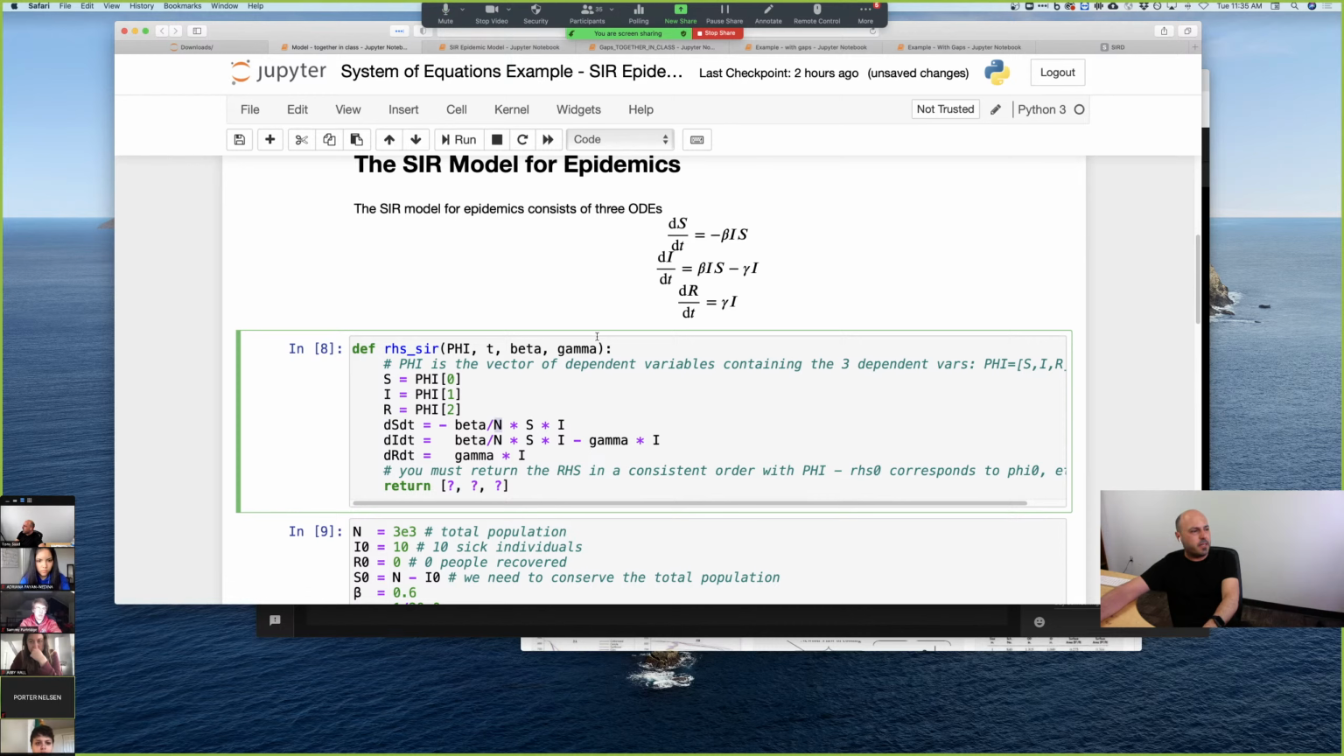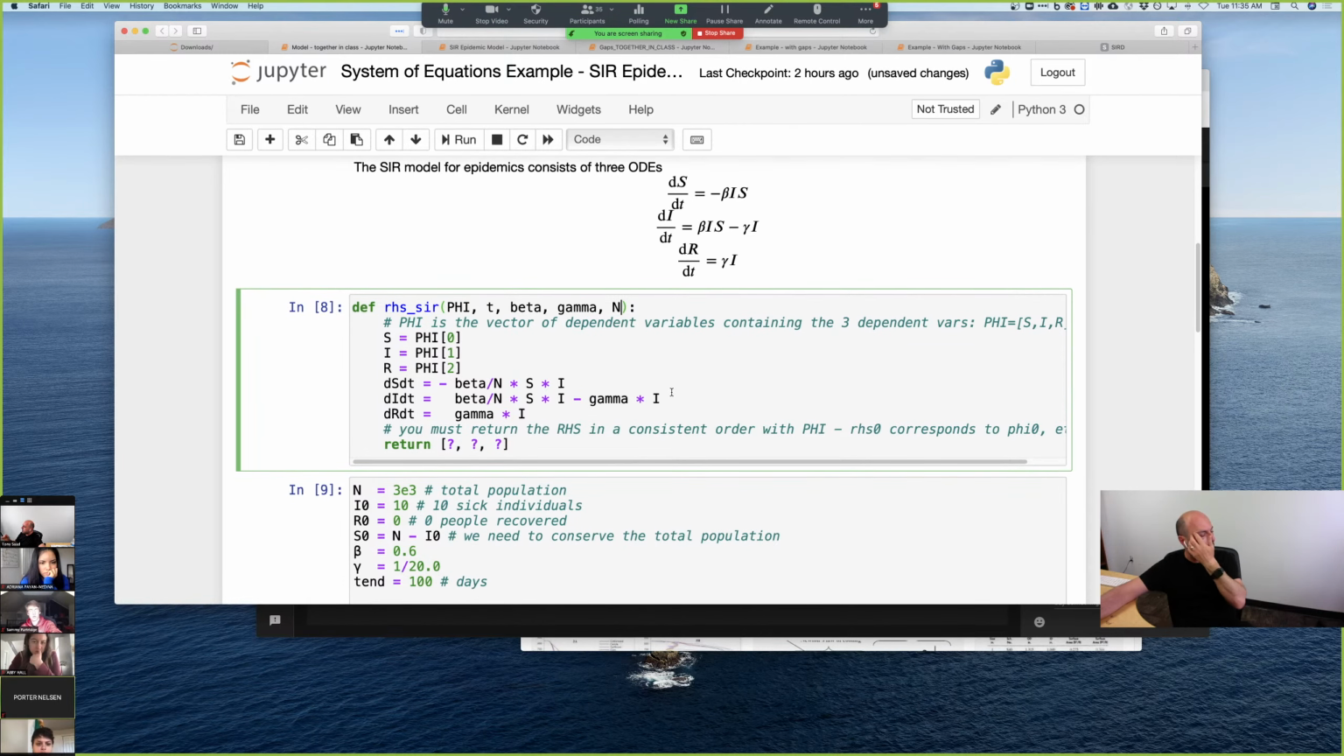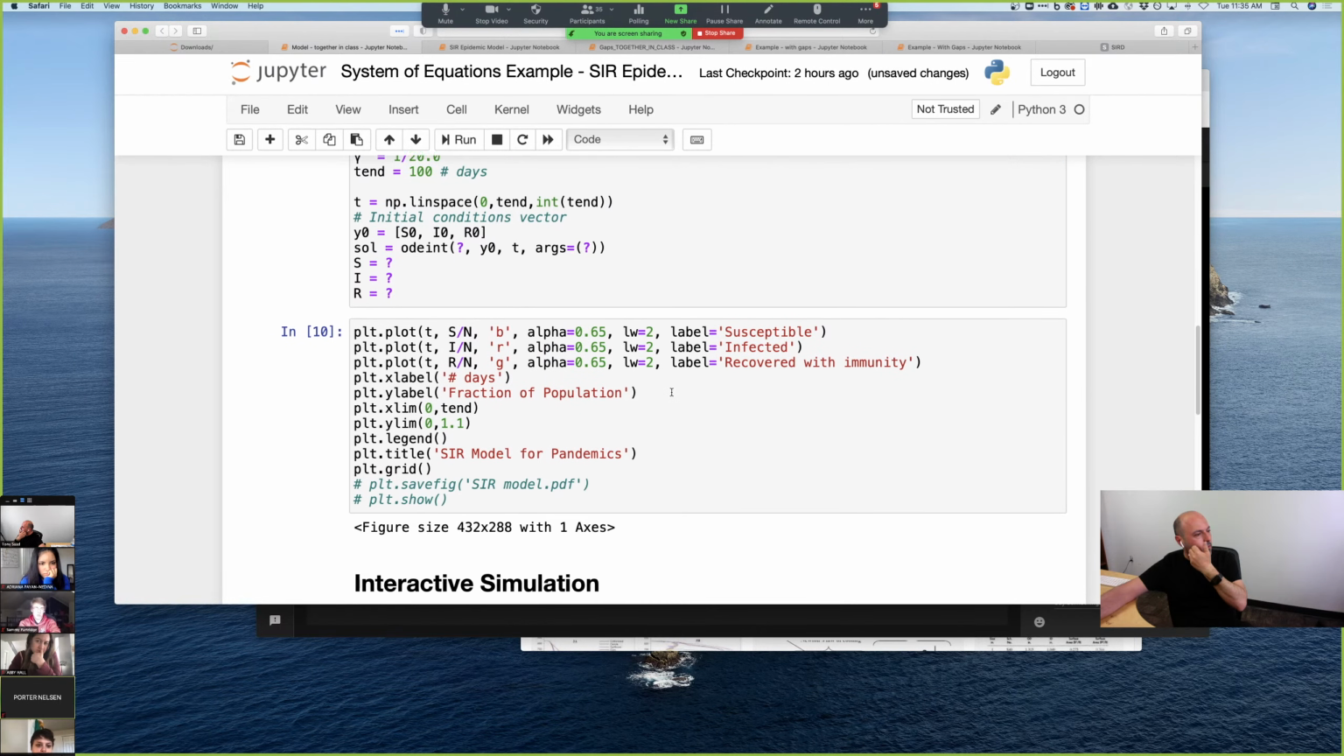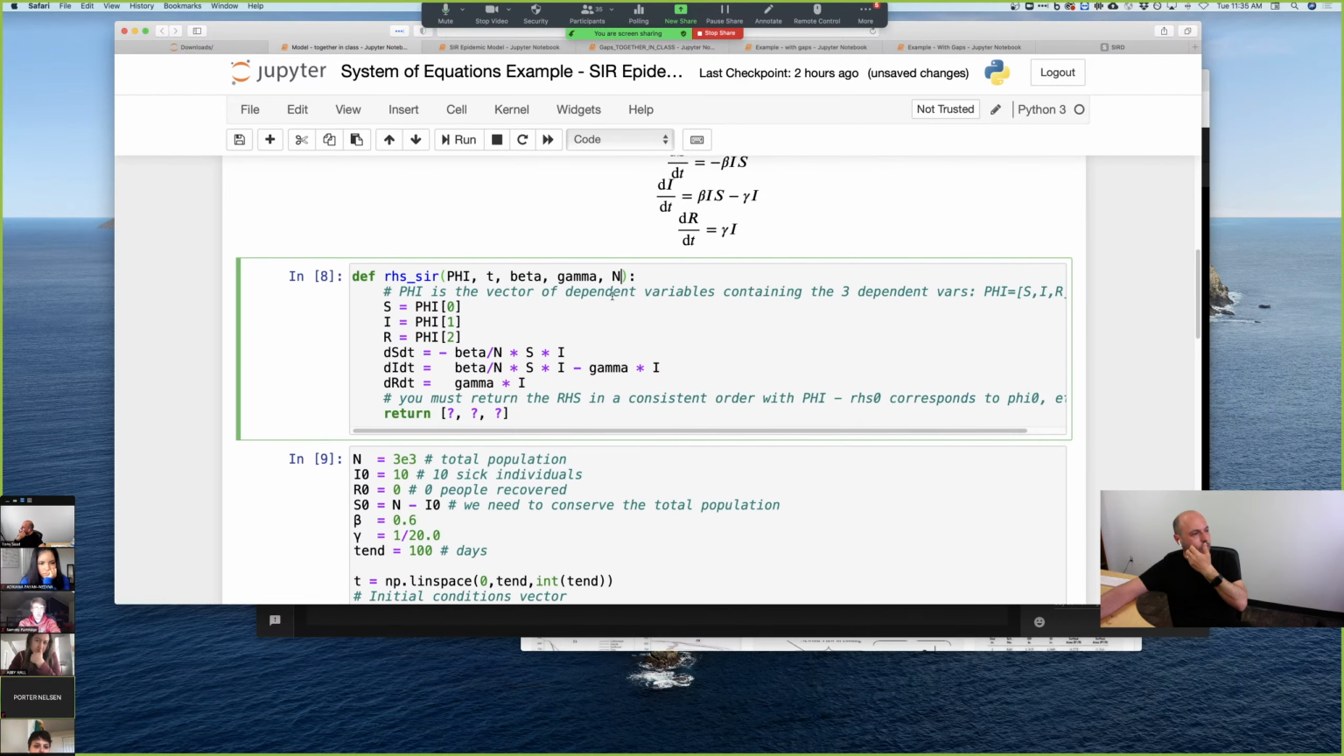Okay, never mind this, just put n over here. There are multiple ways of solving this, whether you put a fixed population or not, whether you want to plot it in terms of percentages or not. Let me see. Yeah, let's do it in terms of percentages. So just put n as an argument over here and solve beta over n, okay? That's all you need to change.